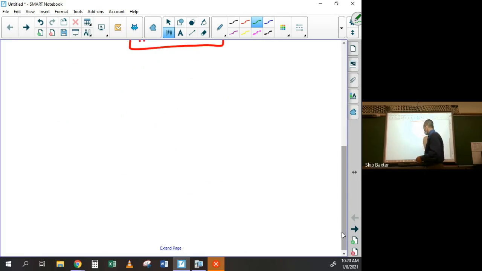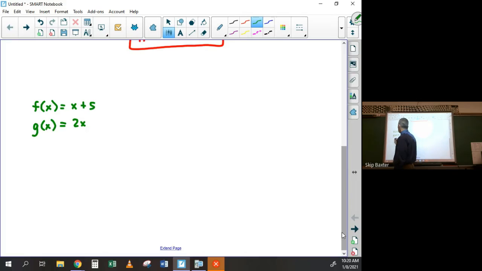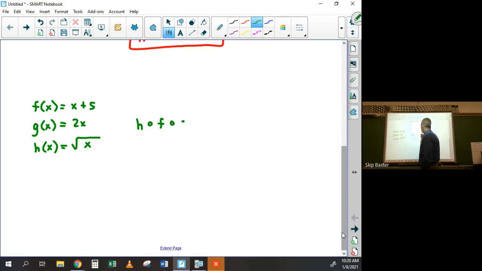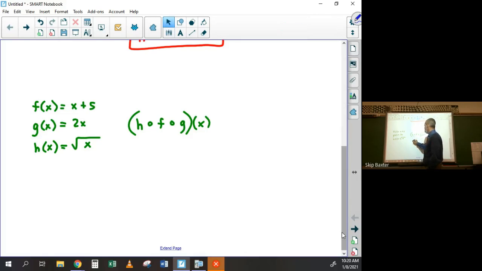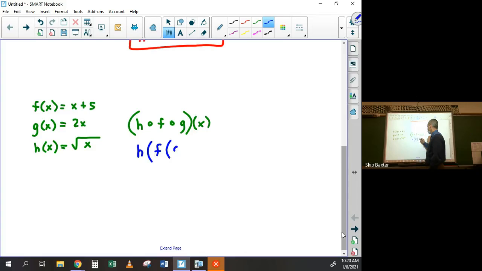And we could do it with more than two functions even. Like if I had something like f of x equals x plus 5, g of x equals 2x, and h of x equals the square root of x, or something like that. Okay, if I had to find h composed with f composed with g of x, this would just be h of f of g of x.